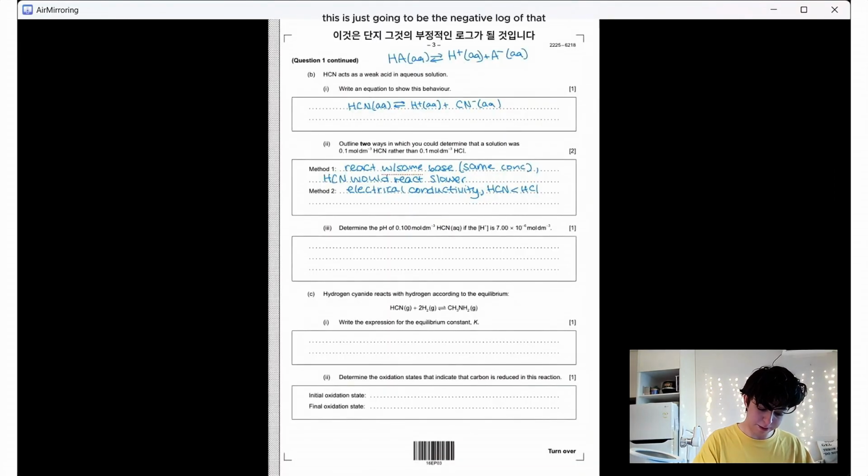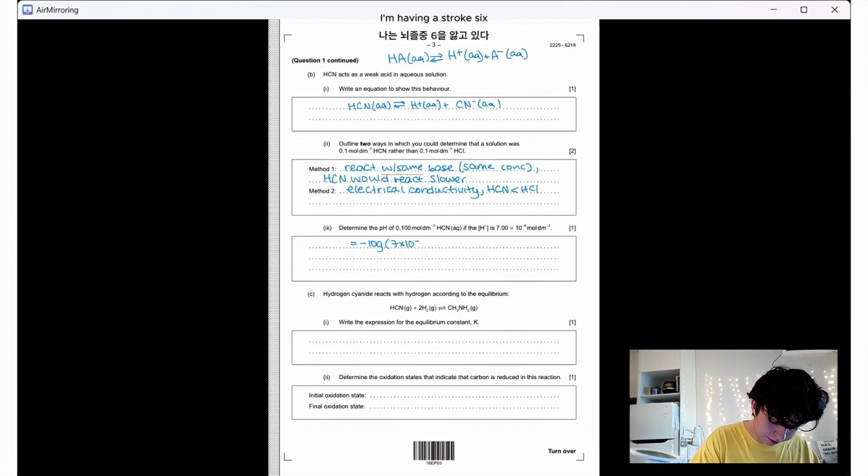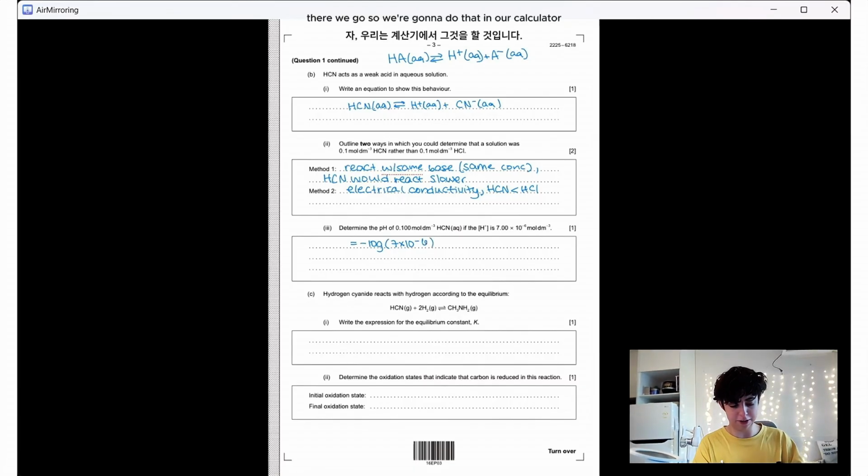And so this is just going to be the negative log of that 7 times 10 to the negative fifth. Or is it 6? It's 6. I'm having a stroke. 6. There we go. So we're going to do that in our calculator. So negative log 7 times 10 to the negative 6. And that's going to get us 5.15 for that question. Okay.